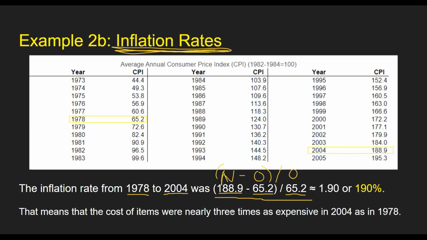And here I just worded that a little bit differently to help you understand what that meant. The cost of items was nearly 3 times as expensive in 2004 as in 1978. So this is to get you thinking, if you'll recall that slide with the M&Ms, 3 times as expensive means that there was a nearly 200% increase there. Okay, I'm going to go to the next slide.